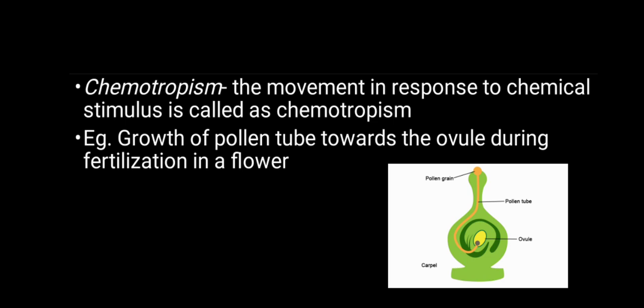The growth of the pollen tube is guided by chemicals released by the egg cells, and this is called chemotrophism, that is, movement of a plant part in response to chemical stimuli.